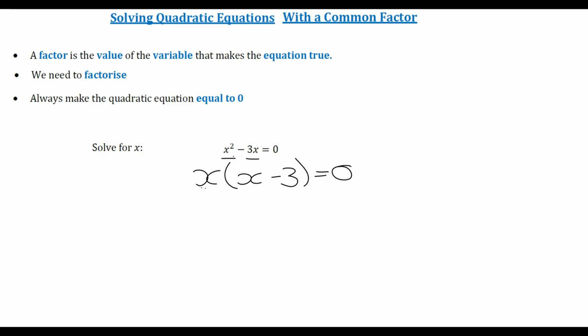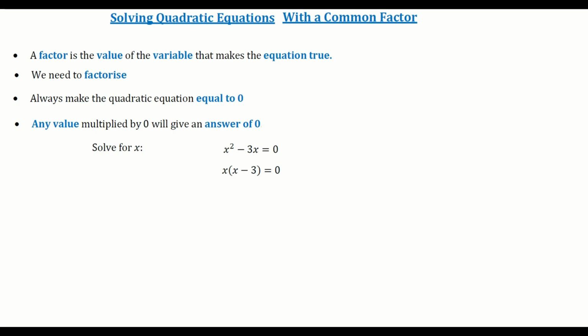Many students ask, but why? Why do we make the equation equal to 0? Remember that any value multiplied by 0 will give us an answer of 0. So this helps us find the values of the unknown variables. Here we are multiplying x by the bracket of x minus 3. So if we get an answer of 0, either x or the bracket must be equal to 0 too. So in this case, we can see that x is 0 or the bracket is 0.